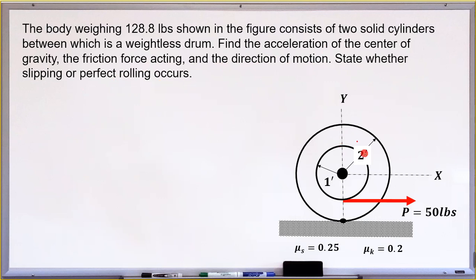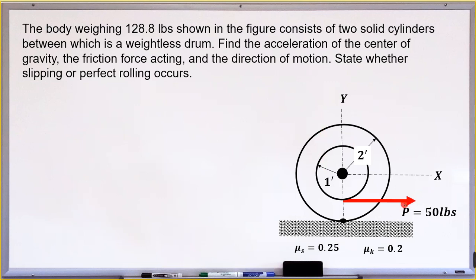This is our figure. So the larger circle represents our body that comprises two solid cylinders. Therefore, the diameter of these two solid cylinders is equal to 2 feet. And then this inner circle that has a radius of 1 foot is the representation of our weightless drum. If it is weightless, therefore it does not possess a mass moment of inertia. Only the two solid cylinders.